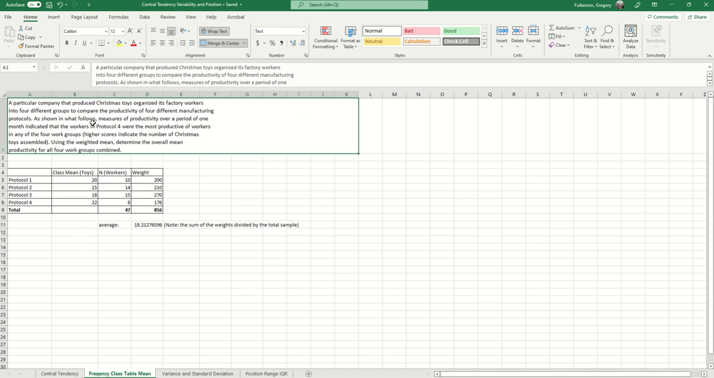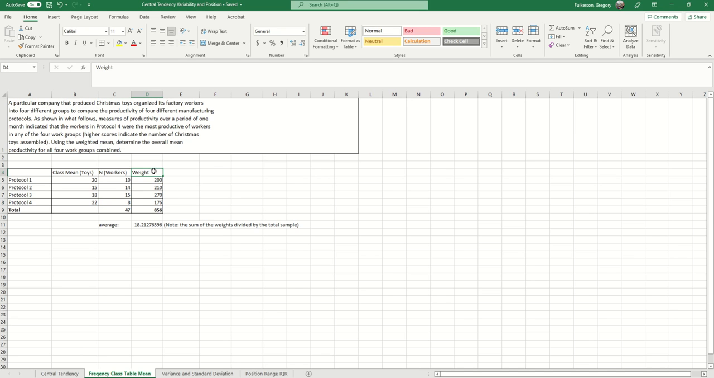It says, as shown, what follows measures of productivity over a period of 1 month indicate the workers in protocol 4 were the most productive and they made the most toys. Using this table, we can see the number of toys that were produced and the number of workers in each of these groups. Protocol 1 had 10 workers, they made 20 toys. Group 4, they made 22 toys and only had 8 workers, so a very productive group.